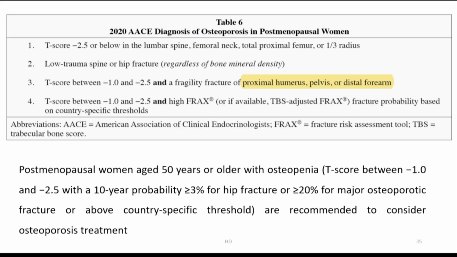And what is high FRAX? If the 10-year probability is more than 3% for hip fracture and more than 20% for major osteoporotic fracture, we say that FRAX is on the higher side. So in such type of patients also, treatment is indicated.